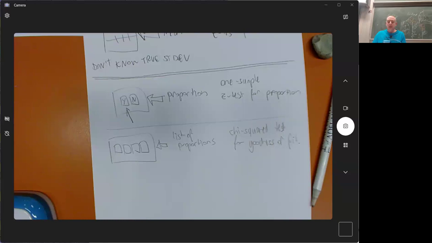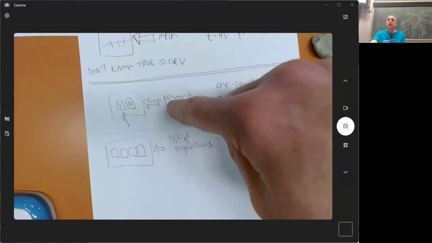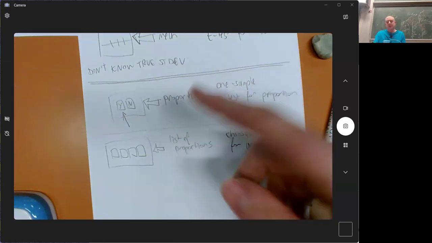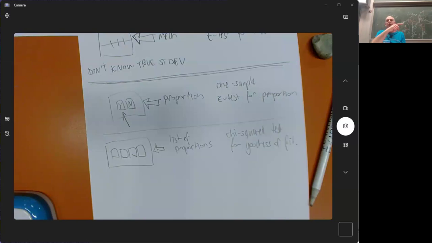And interestingly, you can do the chi-square test for goodness of fit in this situation as well. It's just that if there's only 2 options, then if there's 20% in one, there's 80% in the other. So you can do them both. Also, the Z test for proportion can produce a confidence interval, but the goodness of fit one doesn't. So that's a whole other thing.